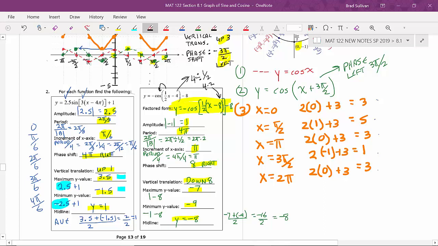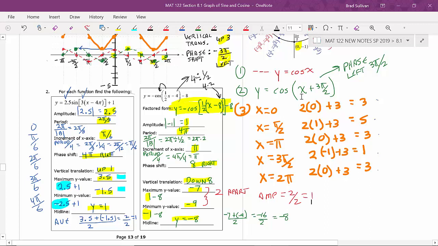The maximum value, remember, if your amplitude is 1, which it is, then you would go 1 to negative 1. And then since you're going down 8, just subtract 8 to get negative 7 and negative 9. One thing I want you to notice is these two numbers are 2 apart. And remember, the amplitude is half of that distance. So the amplitude would be 2 over 2, so it would be 1. Once you get the max and min, just make sure they satisfy the condition of the amplitude. Then the midline is just halfway in the middle, so that's y equals negative 8.